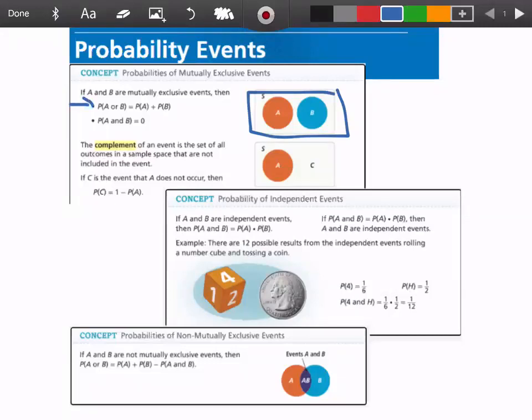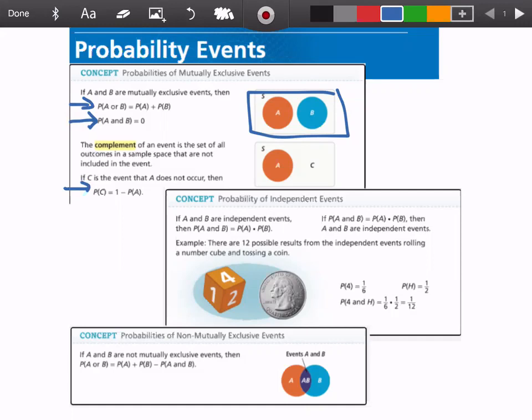The probability of A and B occurring at the same time is 0, because mutually exclusive by definition means that they're not going to happen at the same time. The complement of an event is the set of all outcomes in a sample space that are not included in the event. So if C is the event that A does not occur, then the probability of C happening is equal to 1 minus the probability of A occurring. So that's how we find the complement.